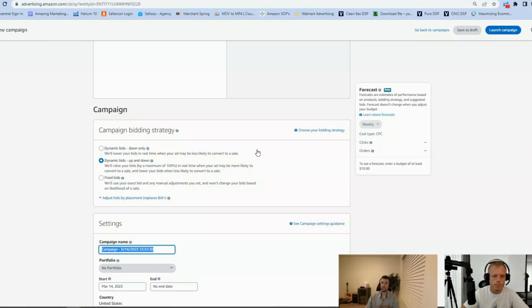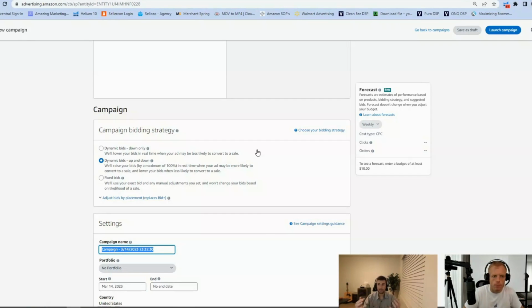Now, the trick to dynamic bids down only is that this works really well when you have a lot of relevancy and when you are building a lot of traction for yourself and you're trying to optimize more than anything. The reason dynamic bids up and down is usually the automatic enrollment, so to speak, automatically clicked by Amazon, is because they can raise your bids up or down. So with dynamic down, Amazon in real time is only allowed to lower your cost per click if they feel that you are less likely to convert to a sale.